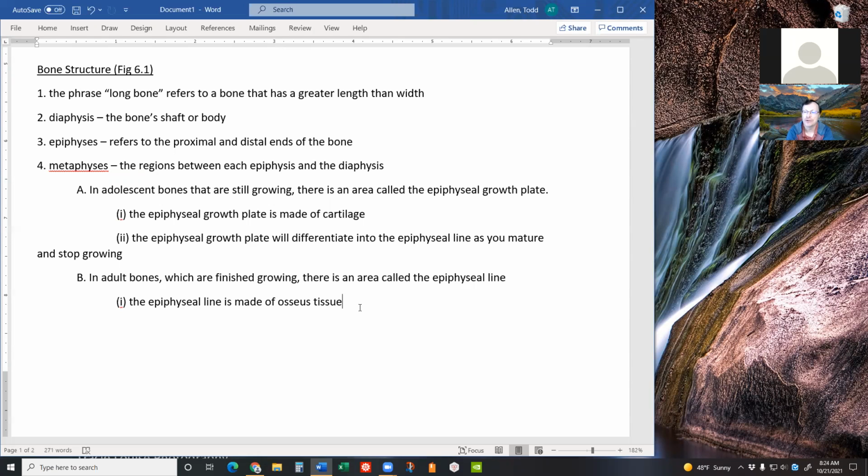So the epiphyseal growth plate or the epiphyseal line, as you see in figure 6.1, predominantly it is found in the metaphysis. Question in the chat window.